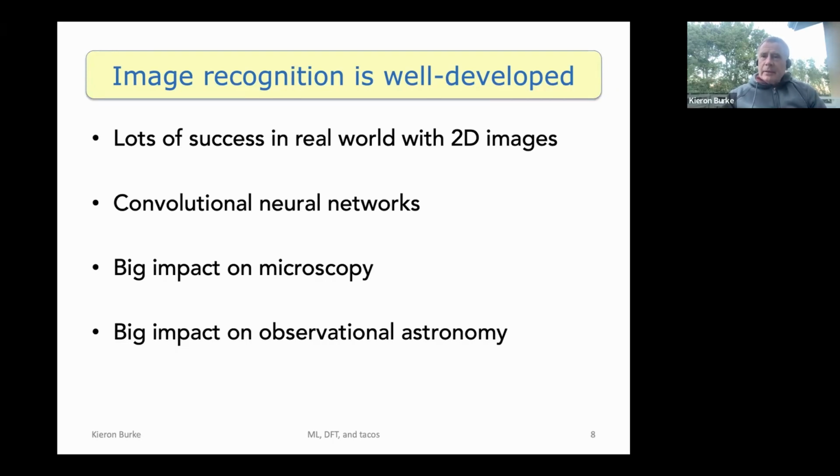Okay, so image recognition is very well developed. A lot of the successes of machine learning have been centered around image recognition, especially with the recent neural networks. This has had a big impact on microscopy and on observational astronomy. Part of that is that the data comes as two-dimensional images, and if your problem is already set up that way, then you can basically take methods off the shelf and apply them, and usually things work pretty well straight out of the box.